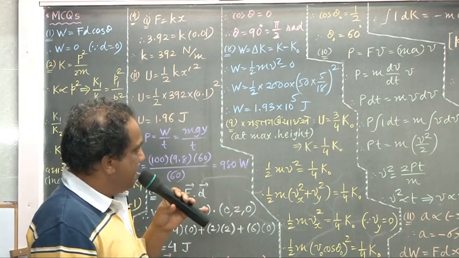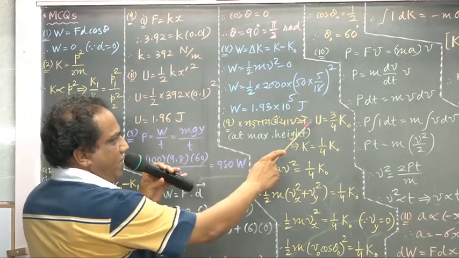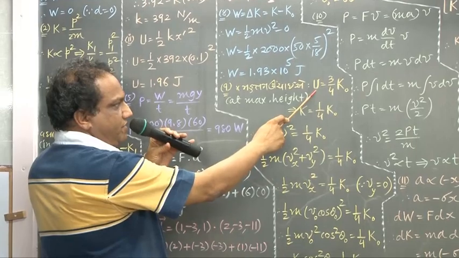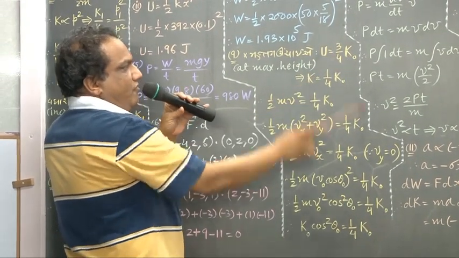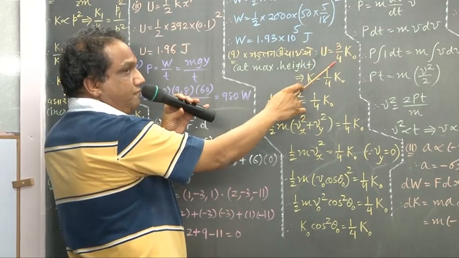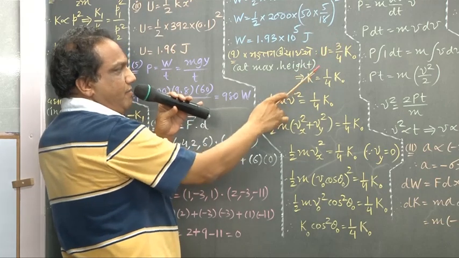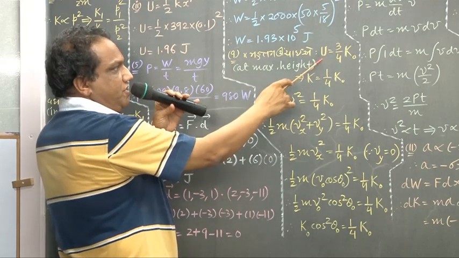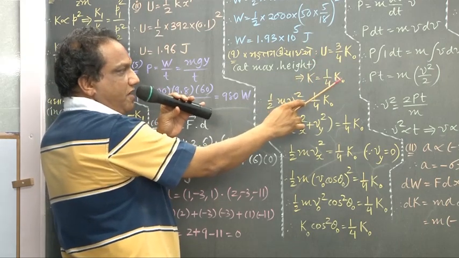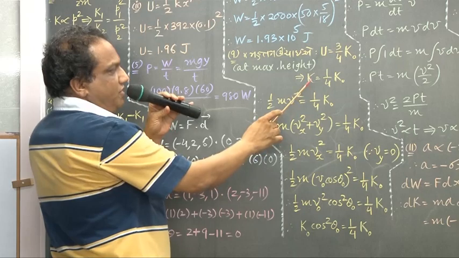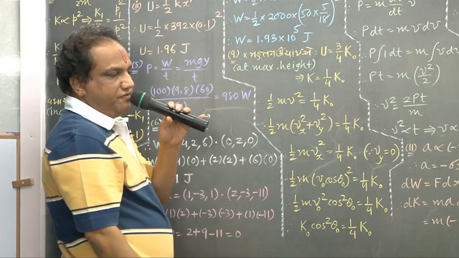Look, at the point of maximum height, they have said that potential energy is 3 by 4 times the initial kinetic energy. When potential energy is 3/4, then kinetic energy will be 1/4 of the initial kinetic energy. Fine. What is the kinetic energy formula, everybody? Look, half mv square.